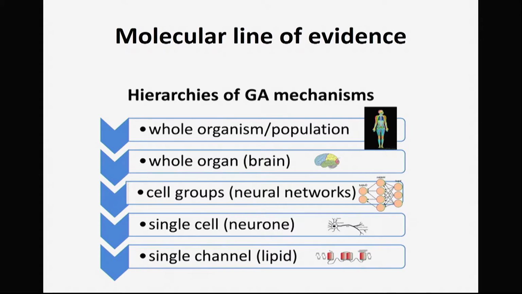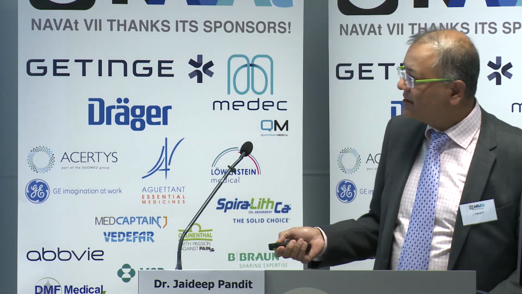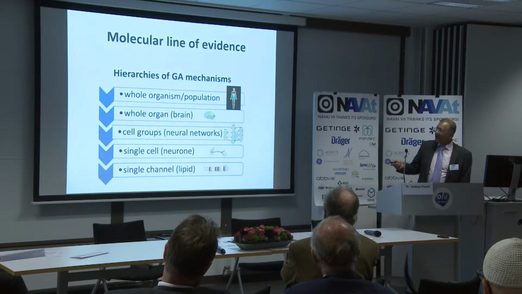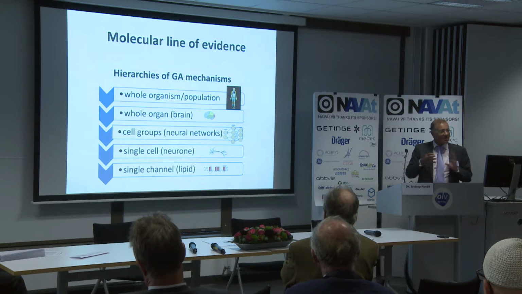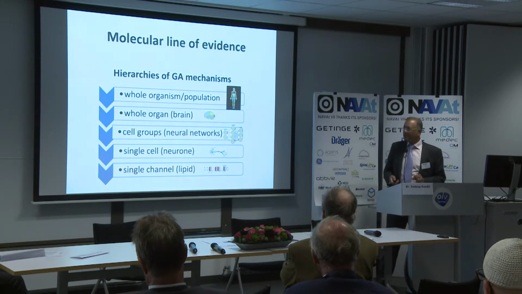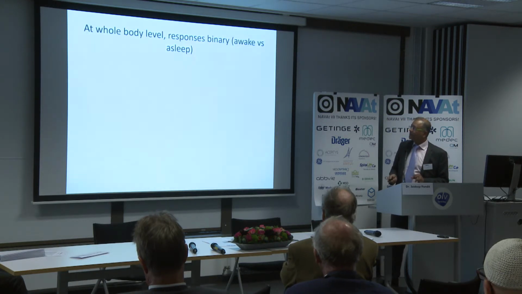So we have these hierarchies in which we can discuss mechanisms of general anesthesia. Ultimately, of course, we're interested in the whole organism or population response. In the last lecture, we had an example of leading scientists looking at the brain, but then other groups, the neural networks, other groups are looking at single cells or single channels. The important thing is that there must be an explanation for whatever we find or report here, explaining the whole body effects. There must be that direct intellectual correlation with those things. They can't be utterly divorced.